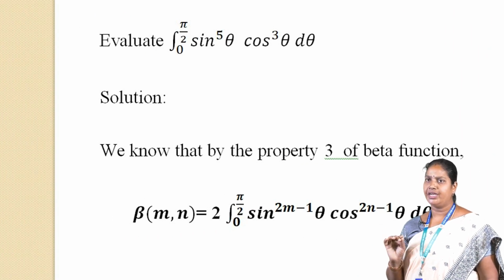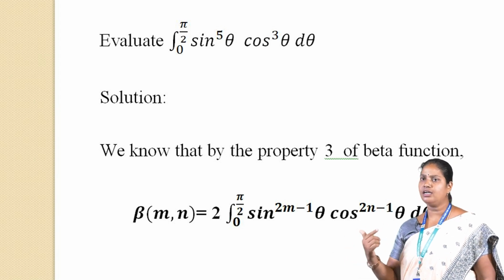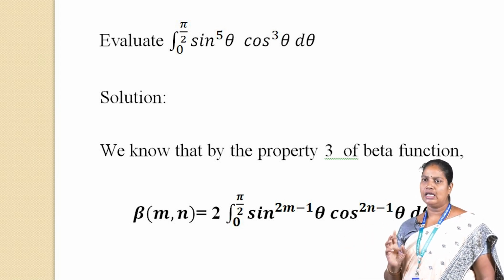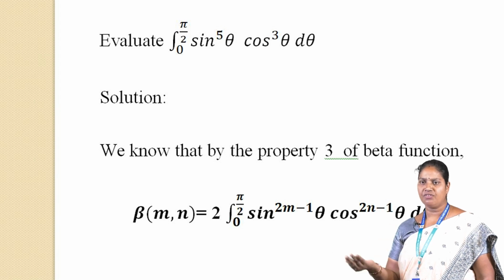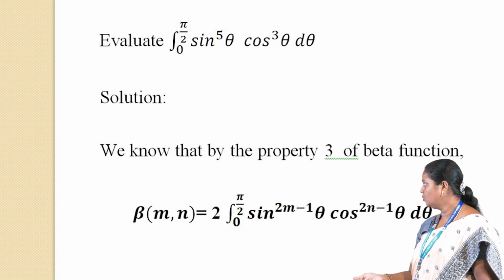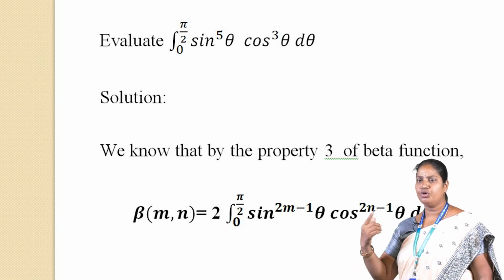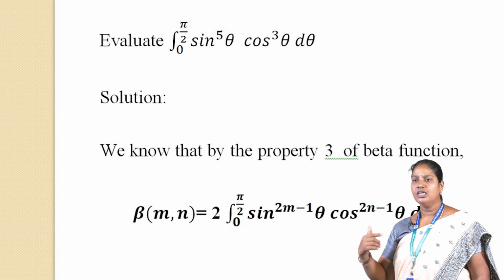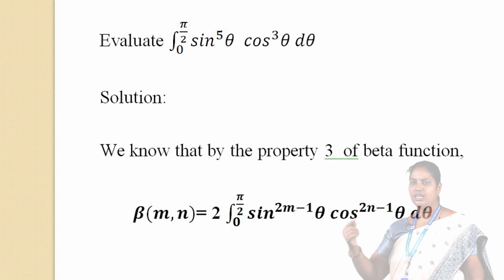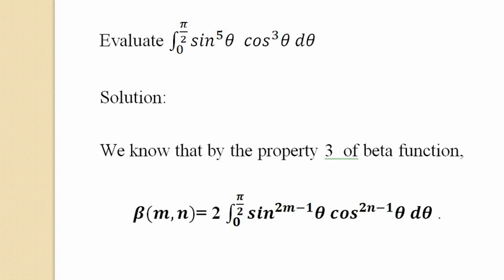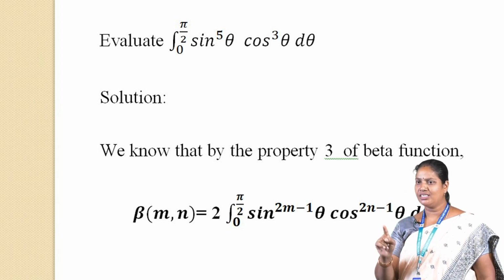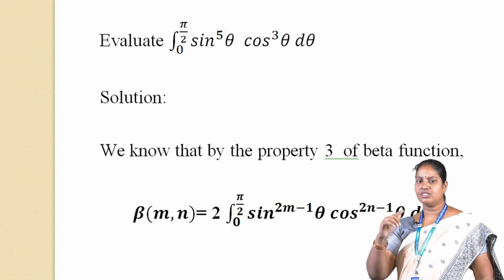Let us evaluate the integral from 0 to pi by 2 of sin power 5 theta cos power 3 theta d theta. For the solution, we know by property 3 of the beta function that beta of m comma n is equal to 2 times the integral from 0 to pi by 2 of sin power 2m minus 1 theta into cos power 2n minus 1 theta d theta. Let us compare this with the given problem. We observe that the 2 is absent, and in the place of 2m minus 1 there is 5, and in the place of 2n minus 1 there is 3.